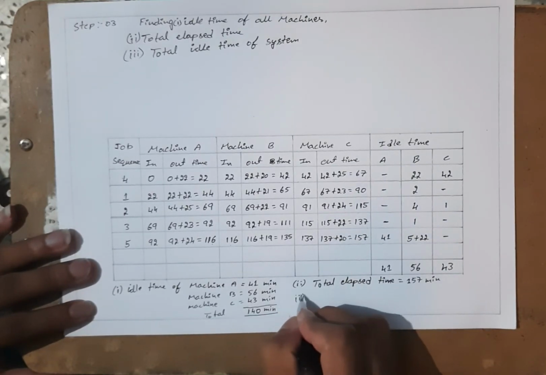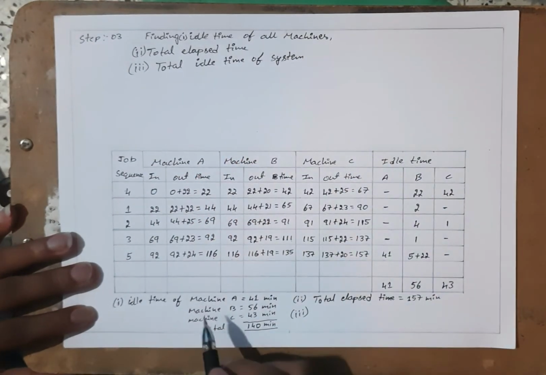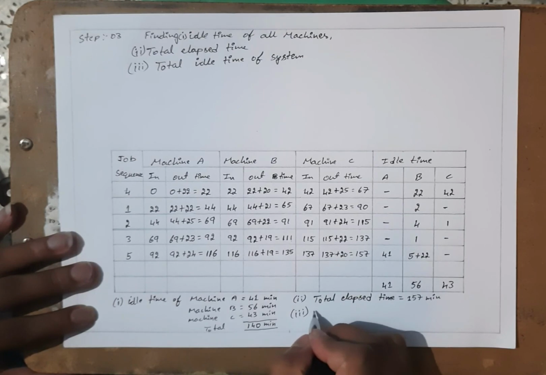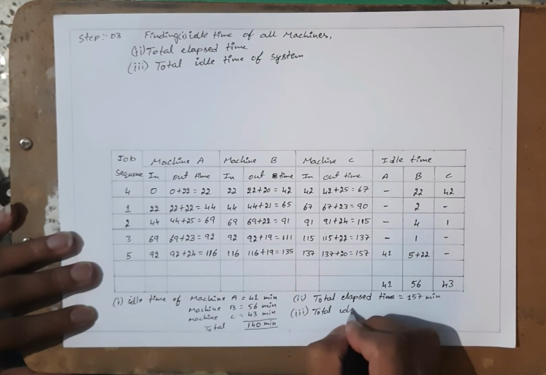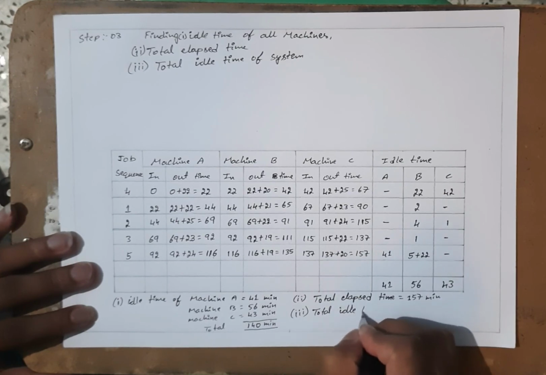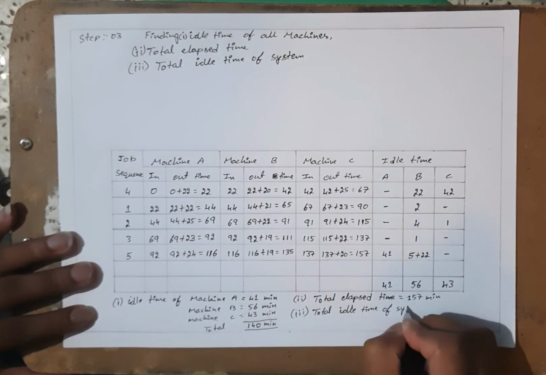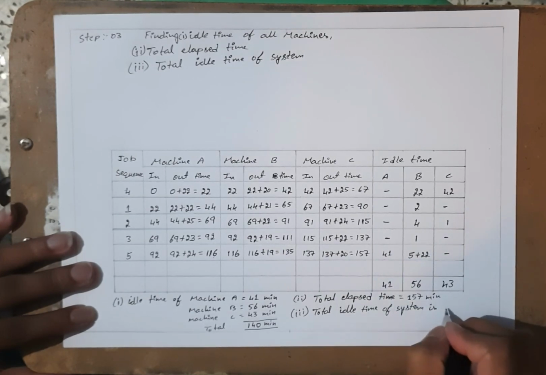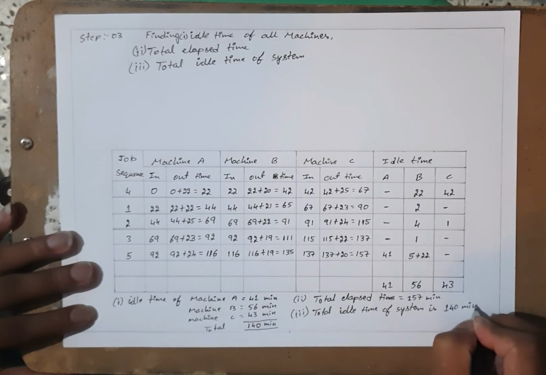Last is total idle time of the system, nothing but the total idle time from all 3 machines. Total idle time of the system is 140 minutes.